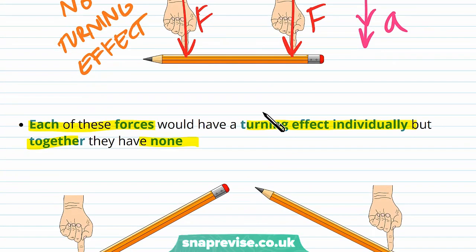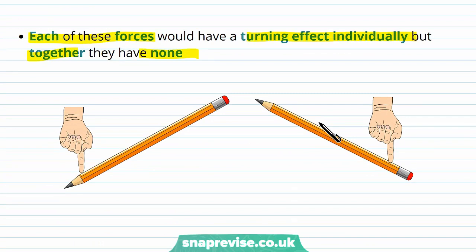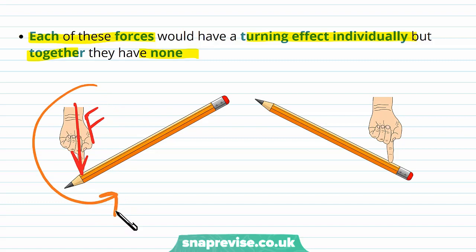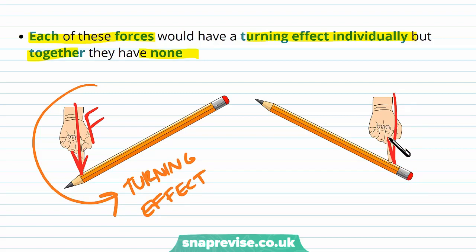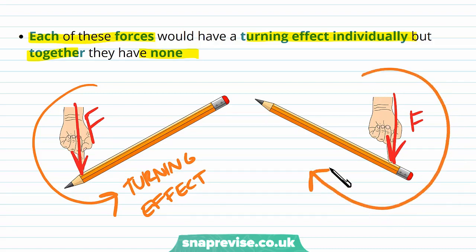So if we were to apply each force on its own, we would get a turning effect. So for example, if we apply the force on the end of the pencil here, on its own we do get a turning effect. So the pencil would move anti-clockwise. And likewise, if we were to apply the force on the other end of the pencil, we would again get a turning effect. However, this time it would be clockwise.